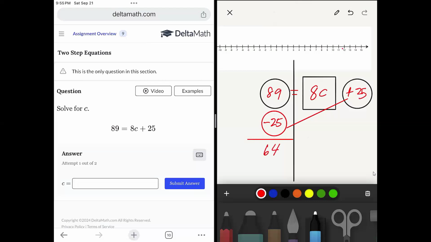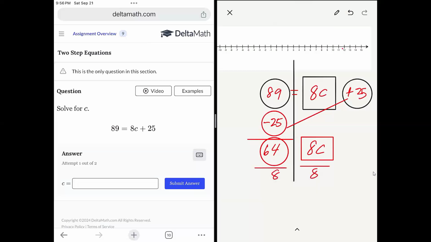And then on this side, we're going to have 8c. Now 64 will be in the circle, and this would be in the box. The last thing that I tell my students is that whatever number is left in the box, that's what you divide by. It doesn't matter if it's a decimal, a fraction, whatever the coefficient is, you're going to divide by it. So I'm going to divide both sides by 8, and I'm going to have 8 equals 1c. So that's my answer for this.